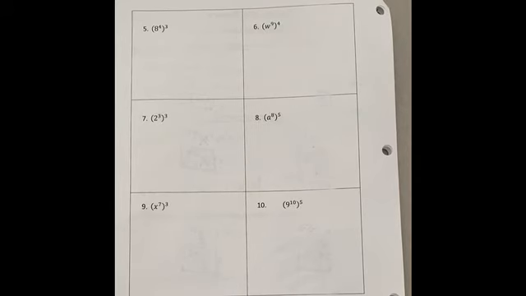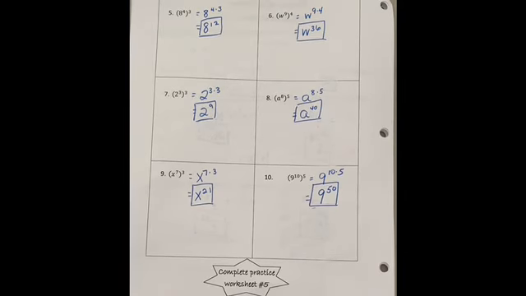So now I'd like you to take a minute, pause this video, and try 5 through 10 as well, and then come back to check your answers. So if you look, question 5 becomes 8 to the 4 times 3, or 8 to the 12. Question 6, once again, we have a power of a power, becomes w to the 9 times 4, or w to the 36.